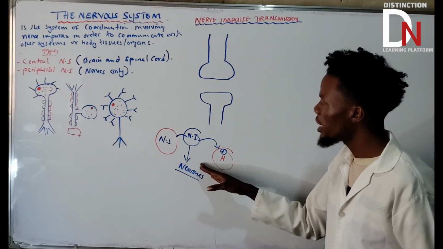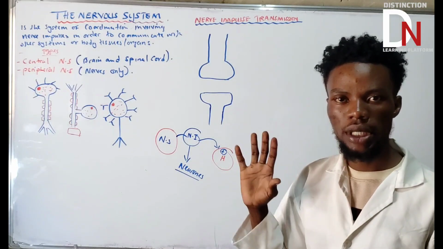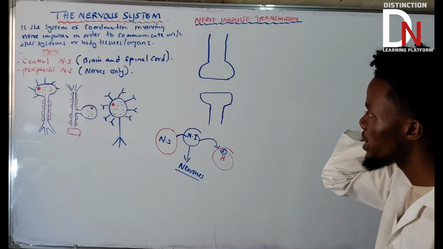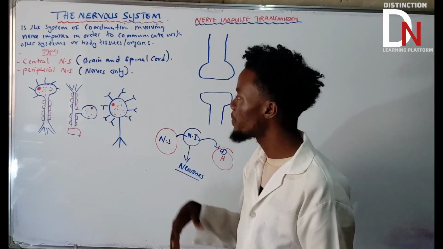Now the question that we can ask is, what are those neurons that I'm talking about, those transporters? There are a lot. Basically, let's just categorize them into three. Don't worry, I've drawn them for you, so that we can name them.